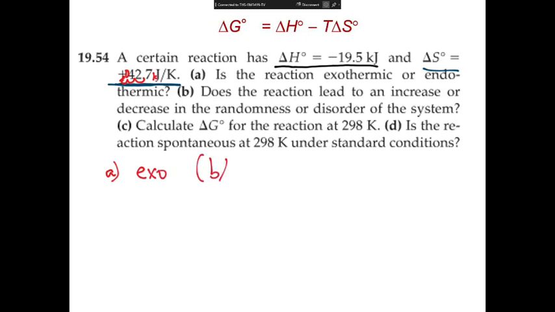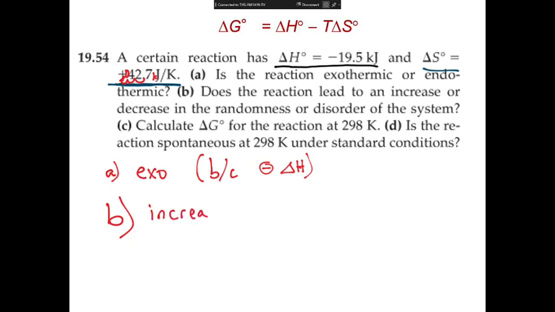I'm just going to put a little reason here because I have a negative delta H in the question. Does the reaction lead to an increase or decrease in randomness? Mackenzie, just based on those numbers they gave us, would you say it's an increase or a decrease in randomness? Increase, yeah. Positive is increase.